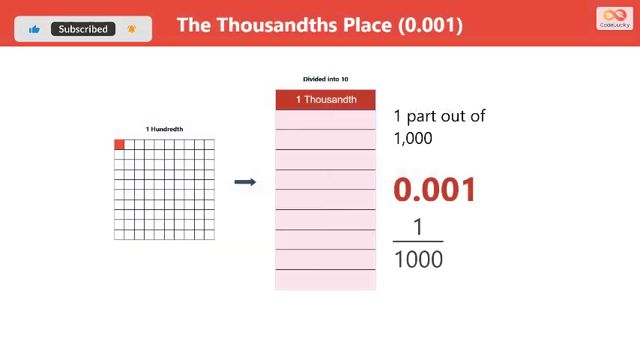Now, let's zoom in even further to the thousandths place. If we took just one of those tiny hundredth squares and sliced it into 10 tiny slivers, each sliver would be a thousandth. It is one part out of 1,000. We write this as 0.001. It is a very small amount.